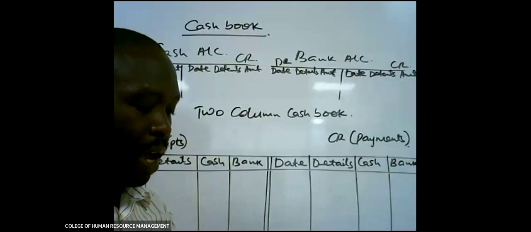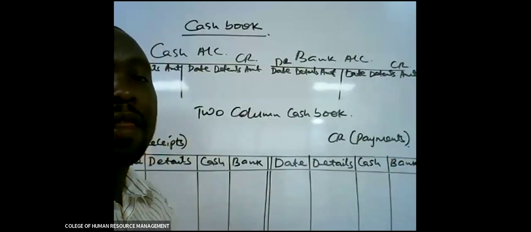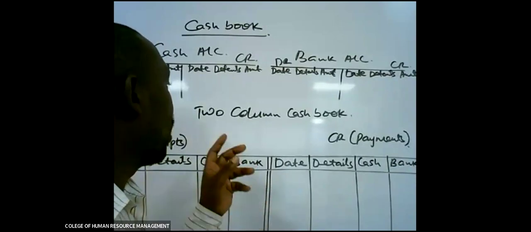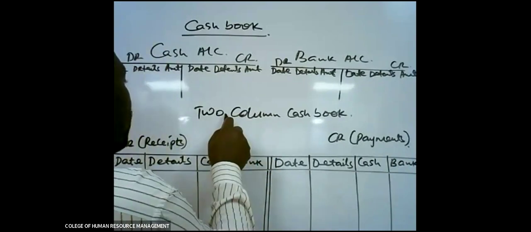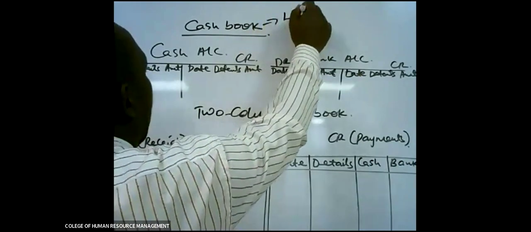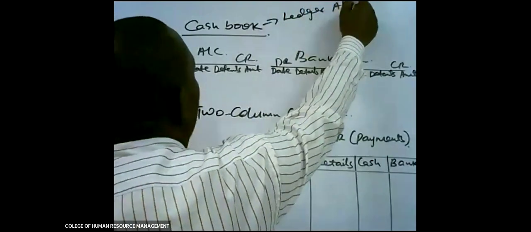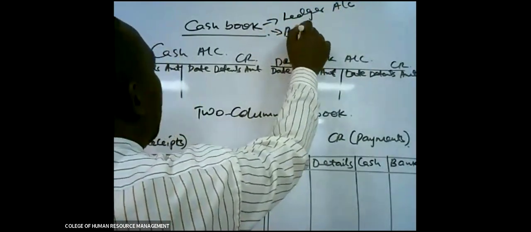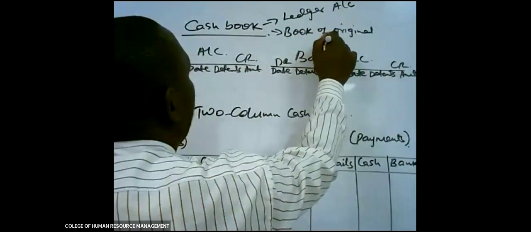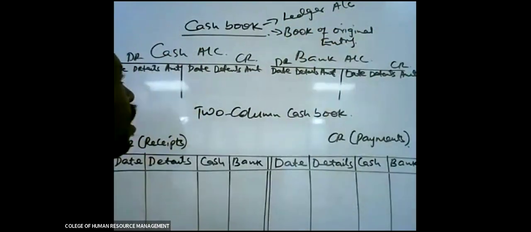So we have combined the cash and the bank accounts together to be one ledger account. So it becomes a two-column cash book. So this is a two-column cash book where cash and bank are maintained in one account. And actually the cash book is considered to be both a ledger account and a book of original entry.